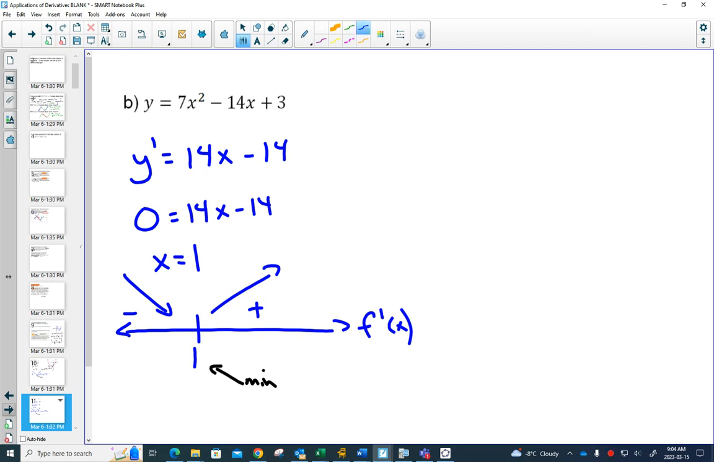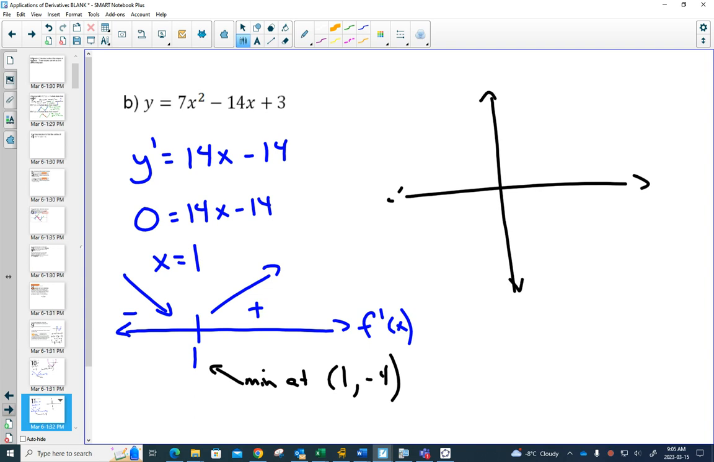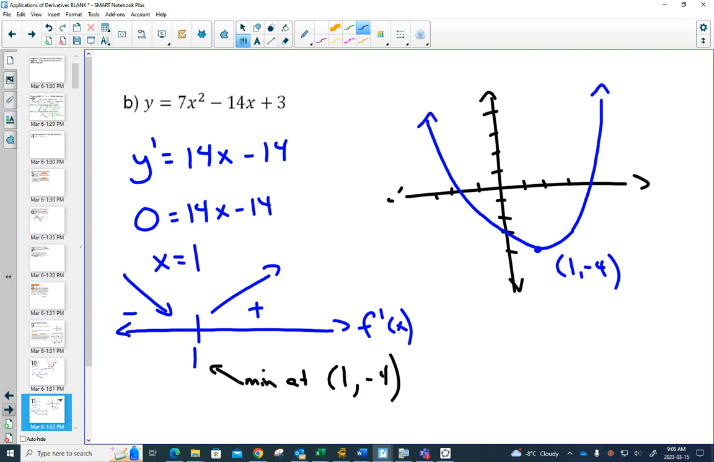If I want to find the exact coordinates of that minimum, I need to go to my original equation and plug in 1. 7 minus 7, -7 plus 3, -4. Right, so I have a point here at 1, -4, and I now know that it's decreasing and then increasing, and there's my final graph.